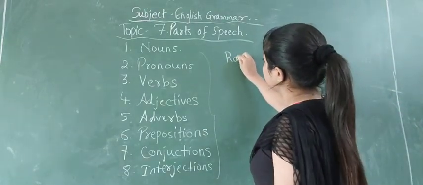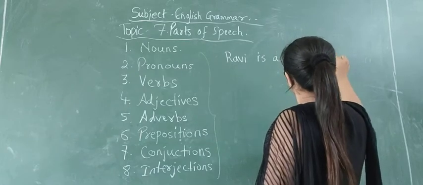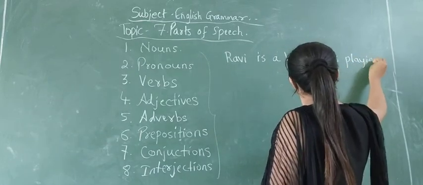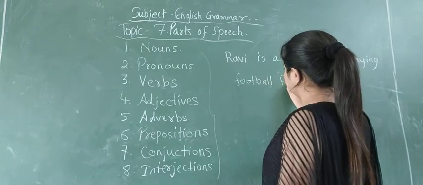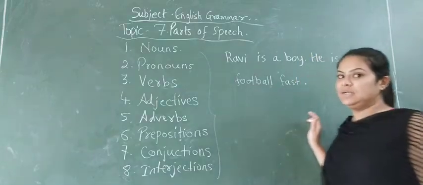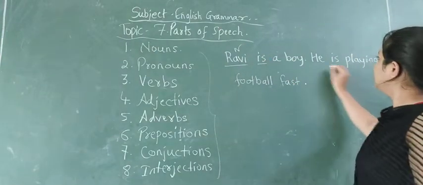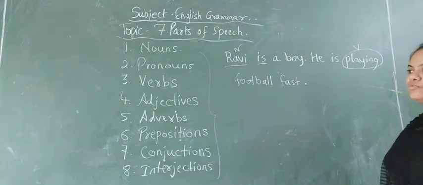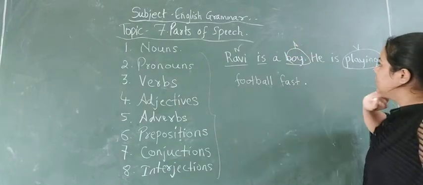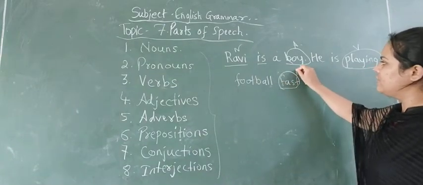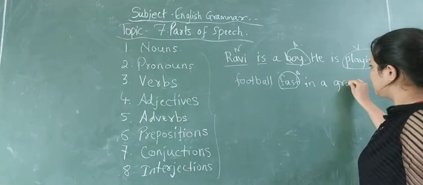Like Ravi is a boy. He is playing football. क्या हो गया? नाउन. इज एंड प्लेइंग इज द वर्ब जो एक्शन परफॉर्म कर रहा है. ओके, एंड हियर बॉय is an adjective, and also football very fast, it is adverb. Okay, and preposition ये दिया in the like in a ground, so ground.